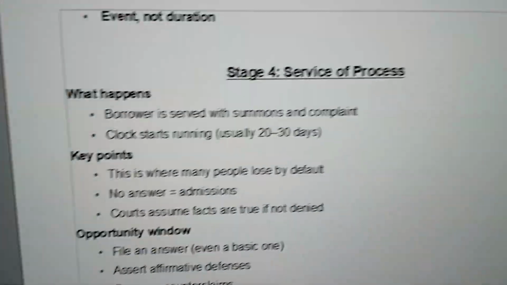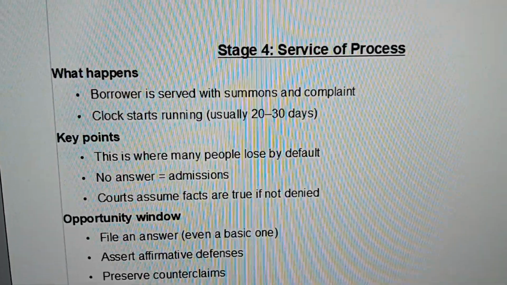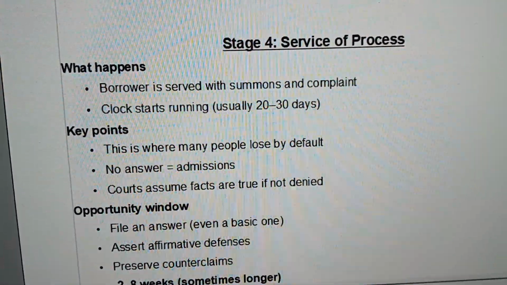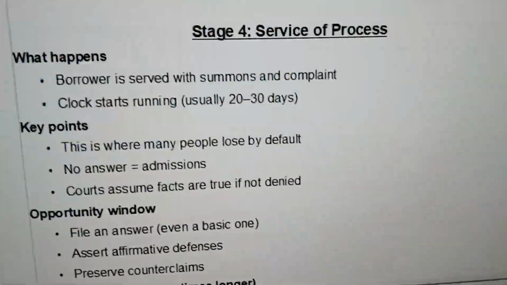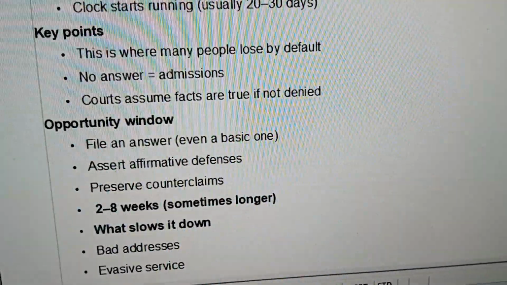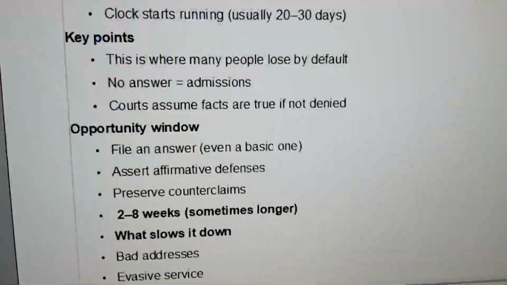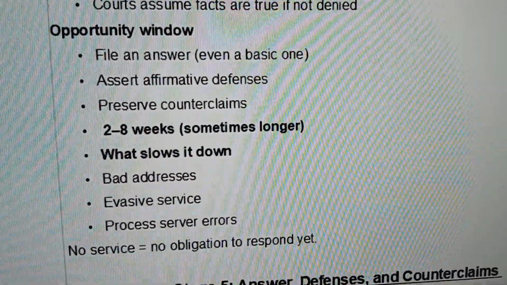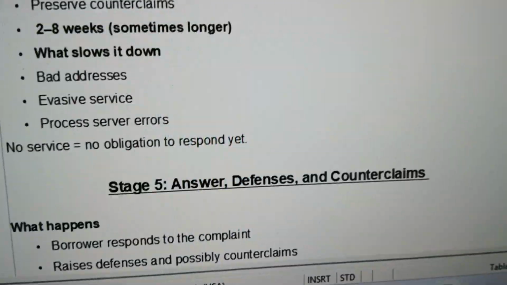Stage 4, service of process. What happens? The borrower is served with a summons and complaint. The clock starts running, usually 20 to 30 days. Key points: this is where many people lose by default. If you don't answer, it equals admissions. Courts assume facts are true if not denied. The opportunity window: file an answer, even a basic one. Assert affirmative defenses. Preserve your counterclaims. This takes 2 to 8 weeks, sometimes longer. What slows it down? Bad addresses, evasive service, process server errors. No service equals no obligation to respond yet.